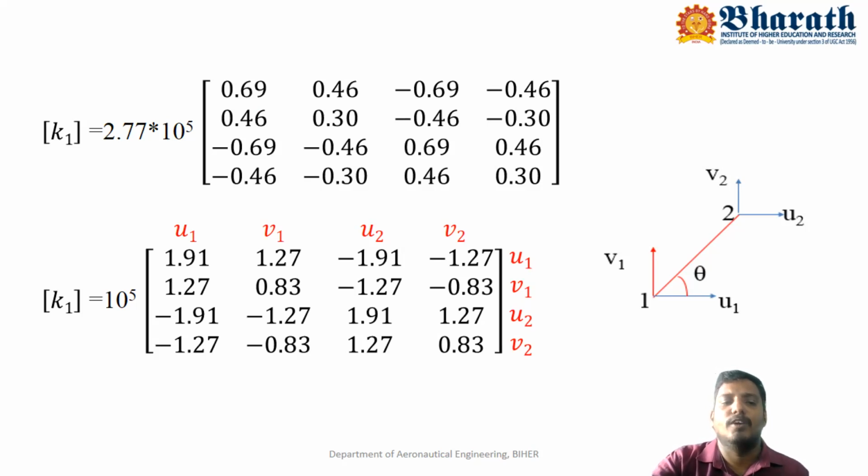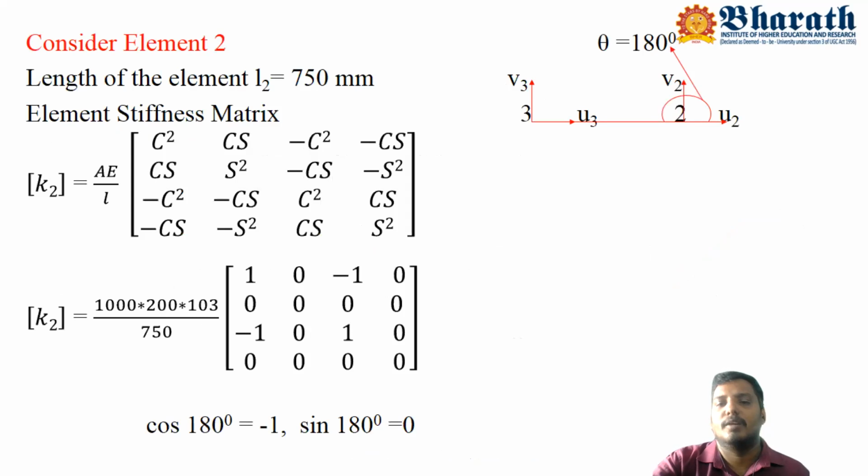In the same way we have to develop the stiffness matrix for element 2. So look at element number 2. It consists of nodes 2 and 3. Node 2 has the nodal displacements U2, V2, and node 3 has the nodal displacements U3 and V3. Element 2 has a length of 750 millimeter.